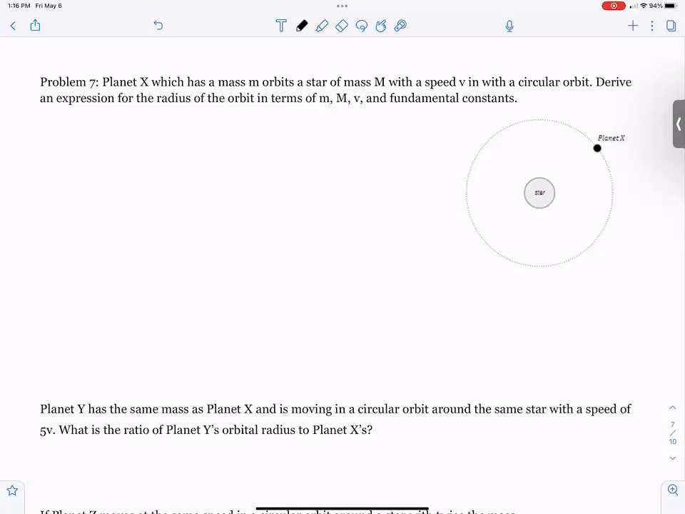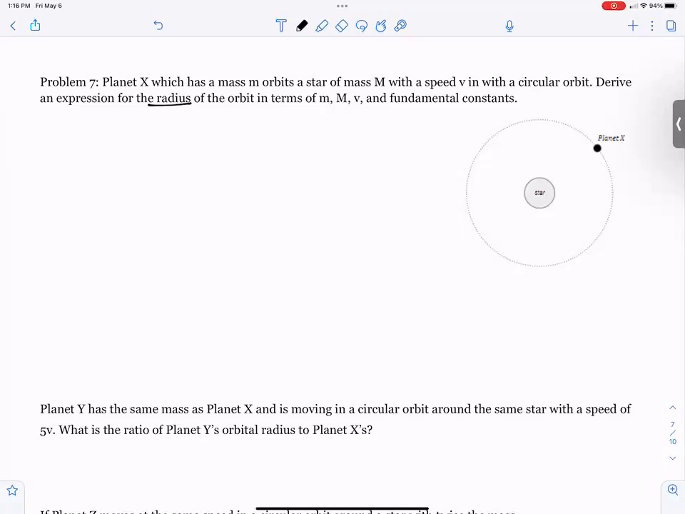Planet X, which has a mass m, orbits a star of mass big M with a speed v in a circular orbit. Derive an expression for the radius of the orbit in terms of mass of the planet, little m, mass of the star, big M, the speed, and fundamental constants.